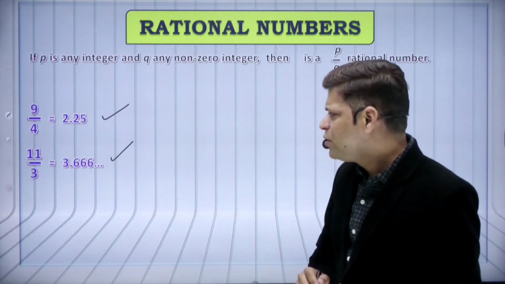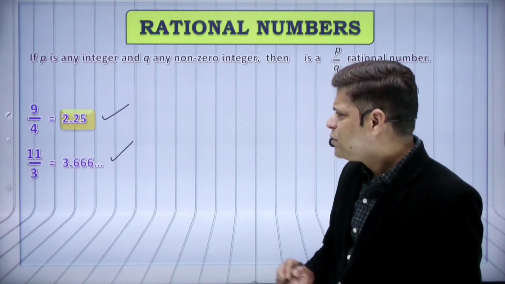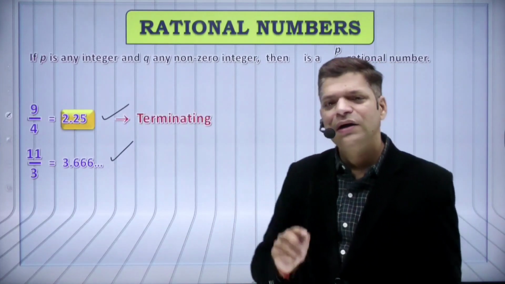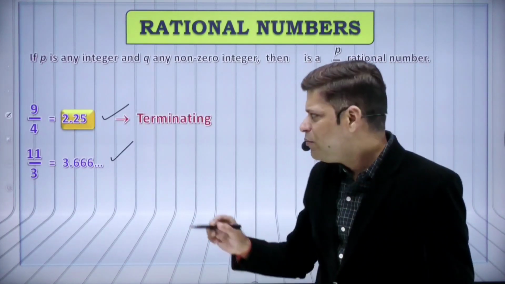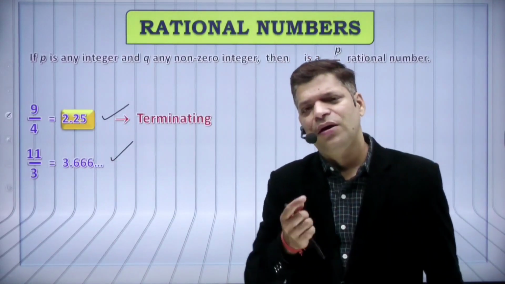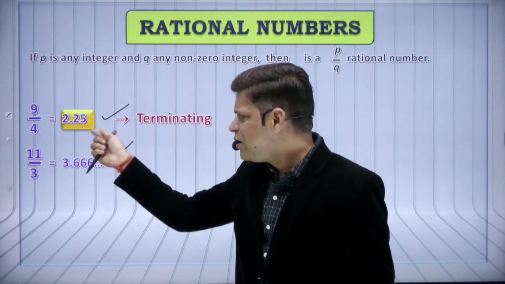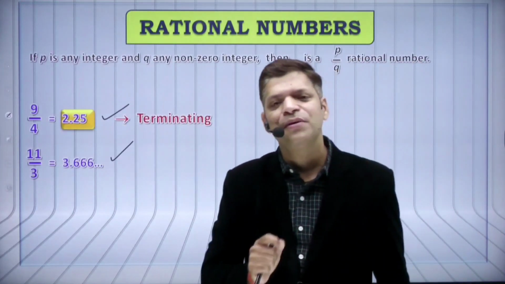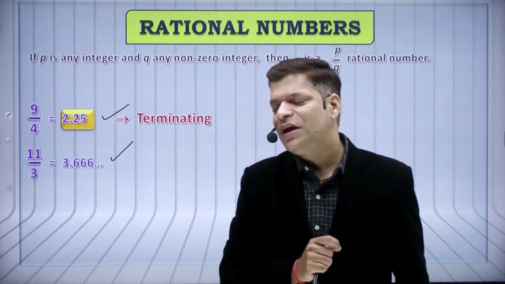Okay, up to so on. We can see that 2.25 is called terminating, because it terminates after two decimal places. That's why this type of rational number is called terminating.